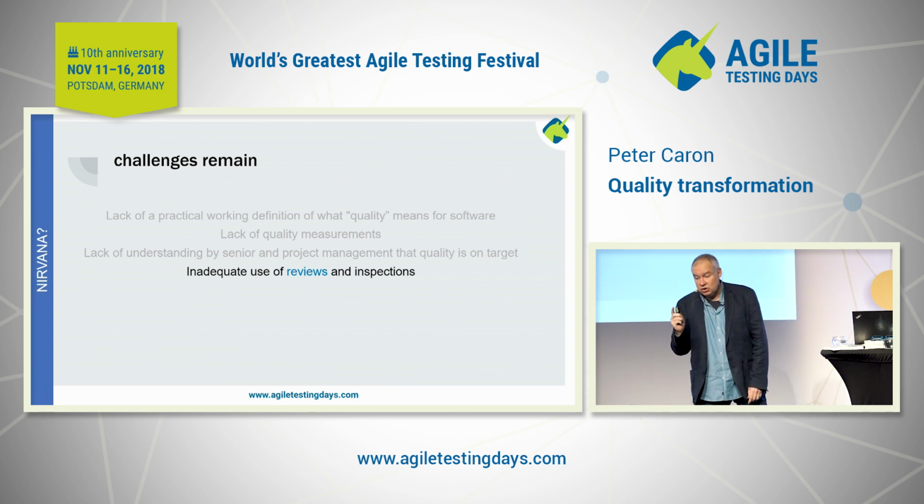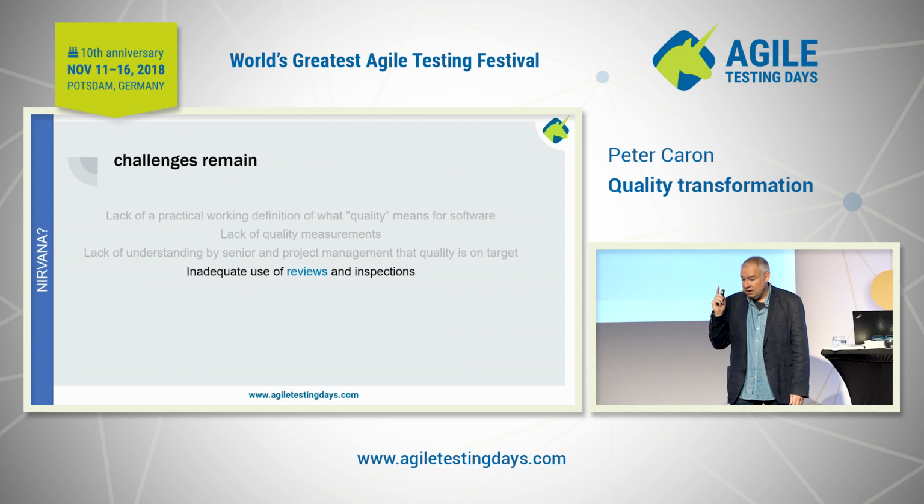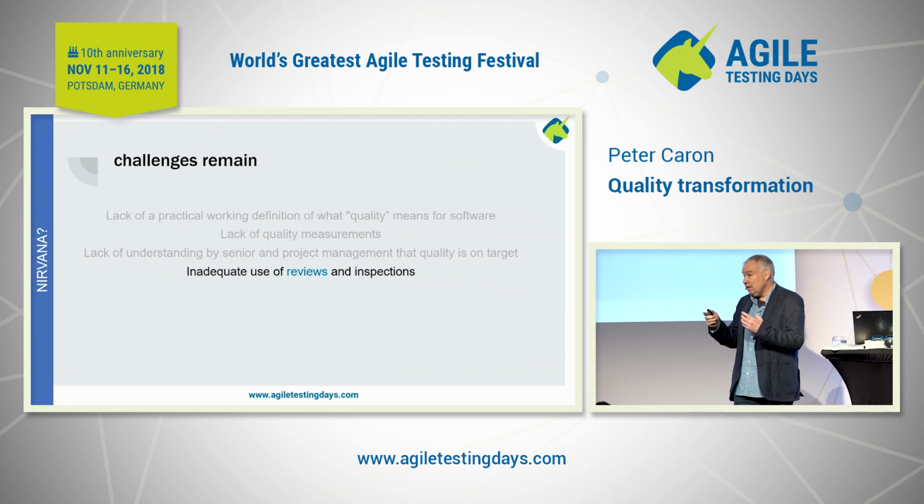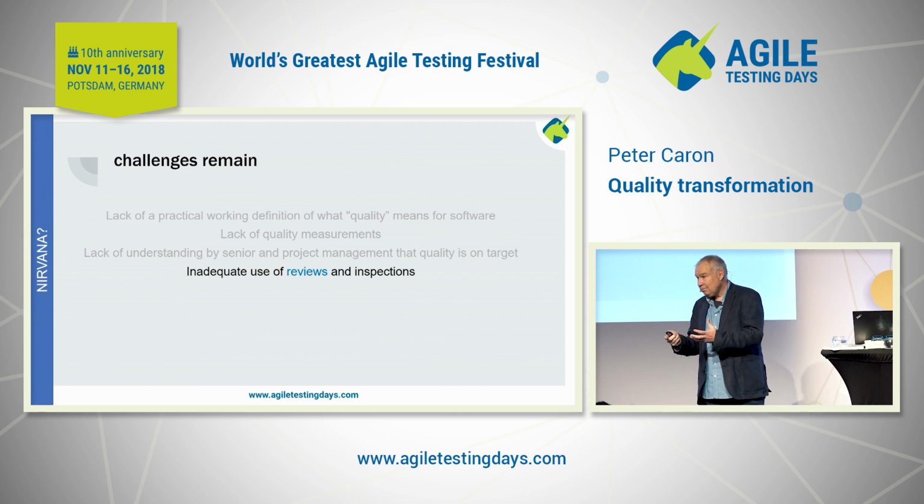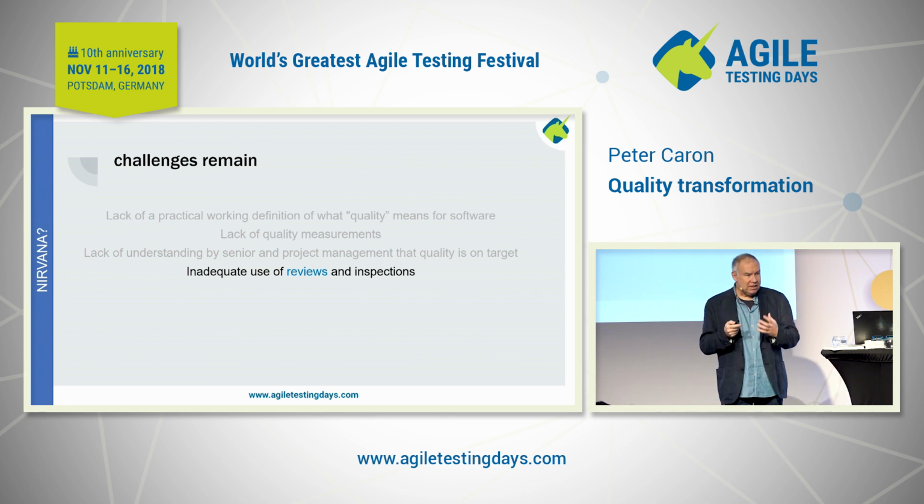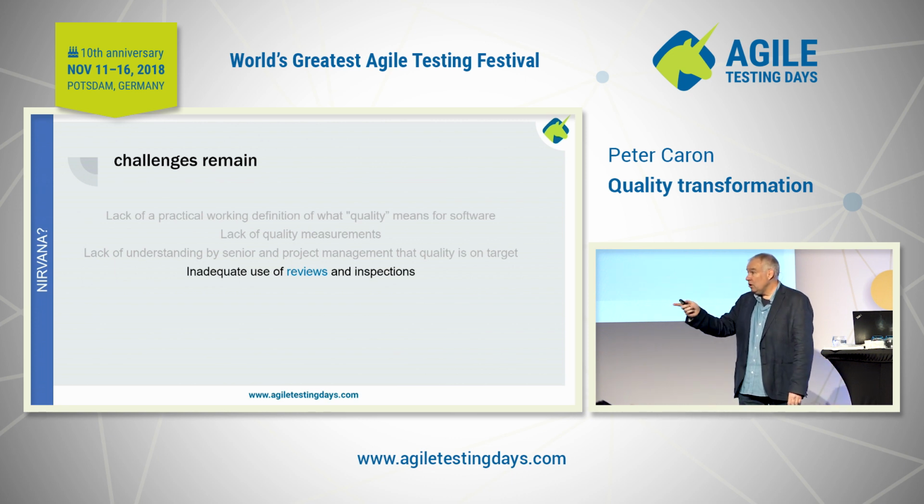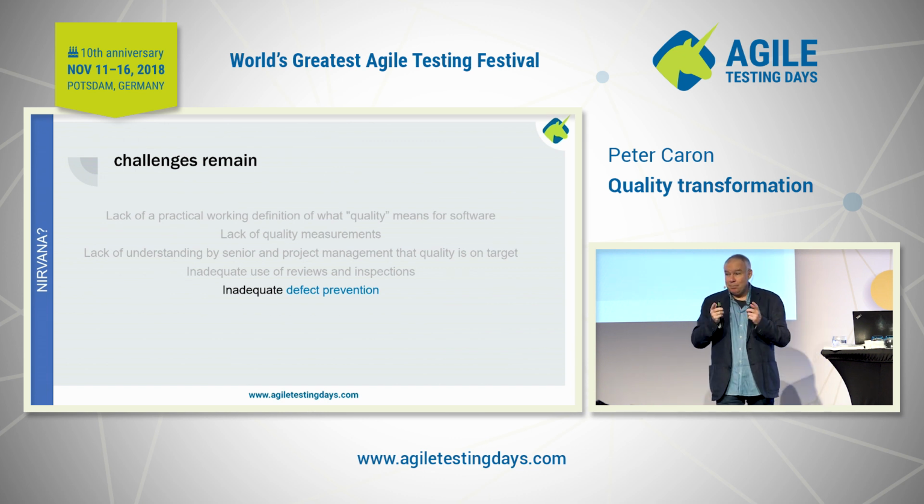There's inadequate use of reviews and inspections. We always talk about this Phoenix review or root cause analysis or ending each sprint with a retrospective. And when we're out of time, that's the first thing that gets dropped. What did we learn? We don't learn. We continue to make the same mistakes in the next sprint. Inadequate defect prevention, because as we all know, this is Agile Testing Days. We're all testers, or we all do testing. Testing is not there to find bugs. It's there to prevent bugs.